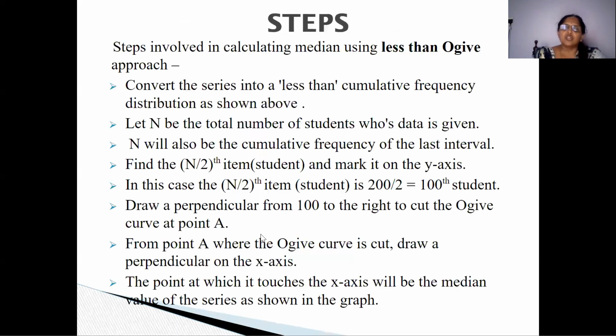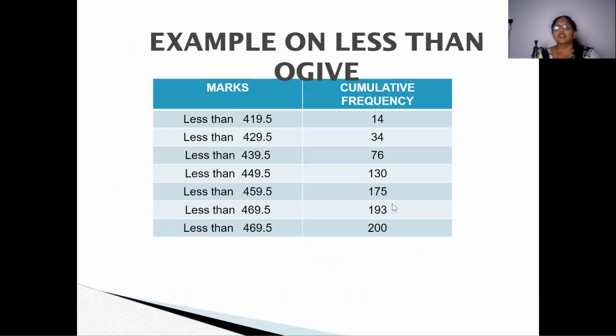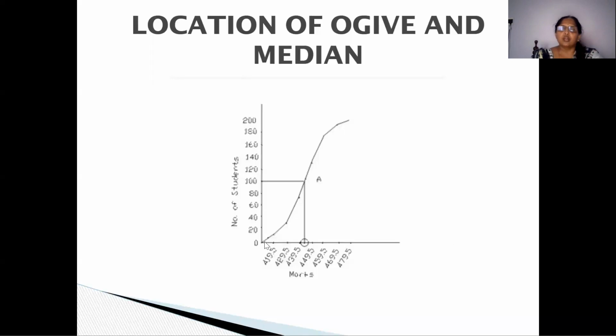Then the cumulative frequency. What is the highest frequency here? The lowest is 14 and the highest is 200. So it is better to take 1 centimeter as equal to 20 frequencies. Then it can be shown here: 20, 40, 60, 80, 100, 120, 140, 160, like that. That means 10 centimeters are taken. Cumulative frequencies are shown on the y-axis and class intervals are shown on the x-axis.